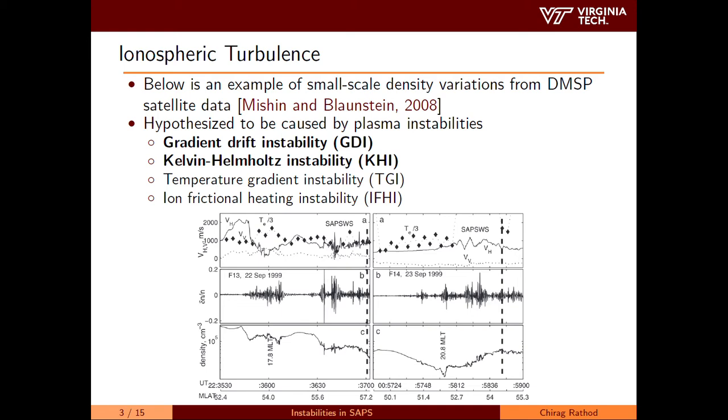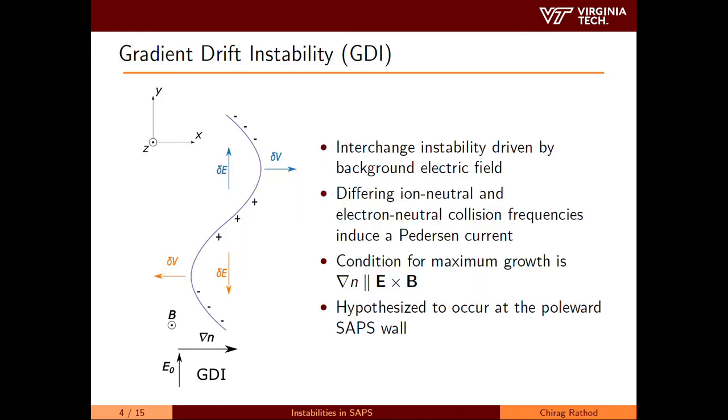This is hypothesized to be caused by several different plasma instabilities. The gradient drift, the Kelvin-Helmholtz, the temperature gradient, and the ion frictional heating instabilities are all possible candidates. For this work, we are going to be primarily focusing on the first two, the GDI and the KHI. So the GDI is an interchange instability which is driven by a background electric field.